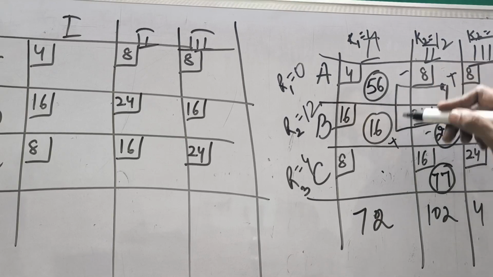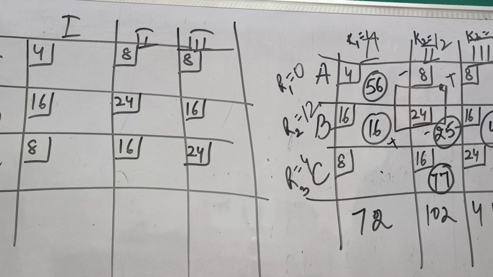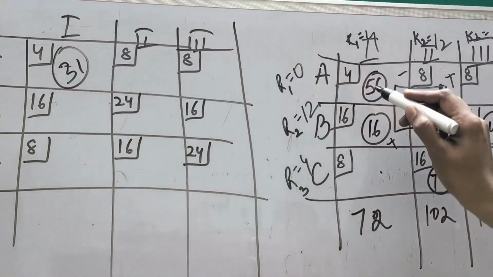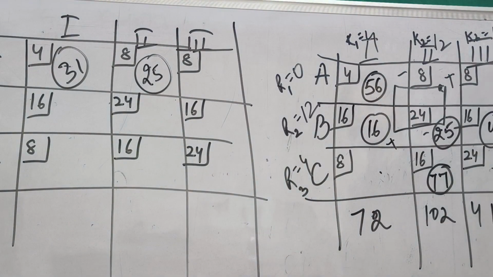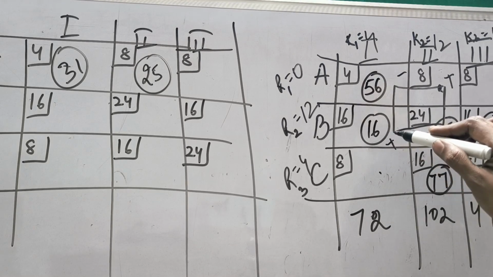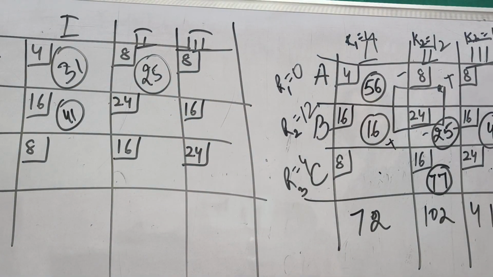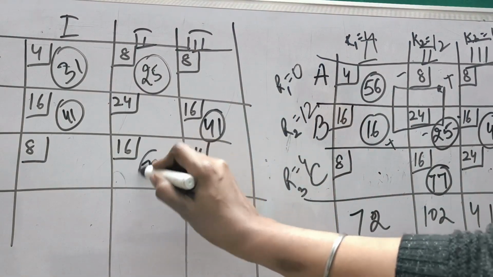So the changes will come in these four corners. So 25. So 56 minus 25 will be 31. So here 31 will be replaced. Here it was 0. So 25 will be added. This cell will finish because earlier 25 was there. And here 25 plus 16, it will be 41 now. Right? So like this, our shifting has been done. These values will be same because these were not involved in that loop.